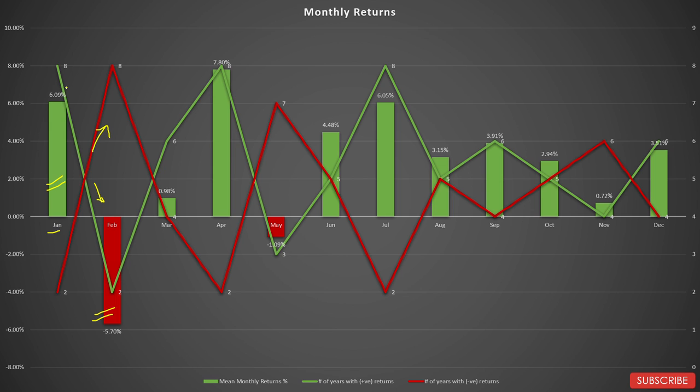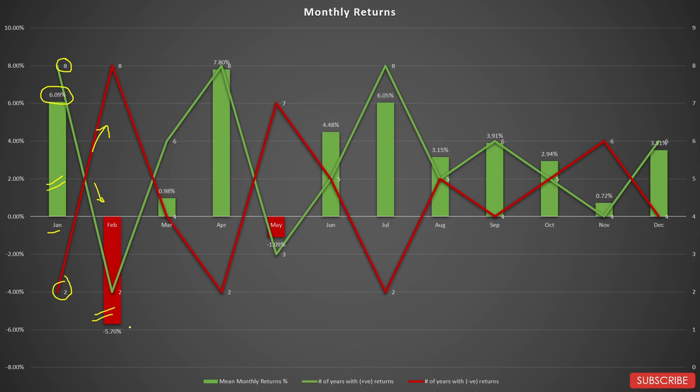January seems to be a very good month for this sector, as the average return over the last 10 years in the month of January is 6.09%, with 8 times positive returns in the last 10 years and only 2 times negative returns. February, though, is a very bad month for this. In fact, the worst month for this sector by far.